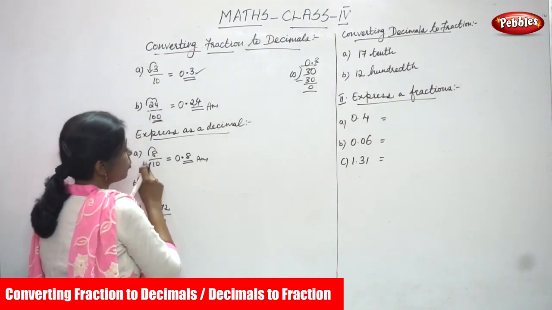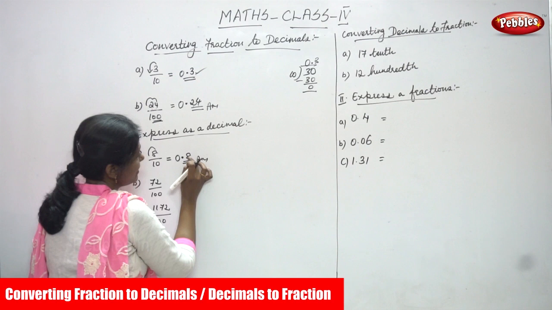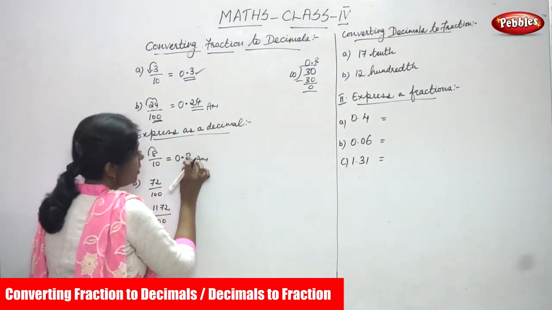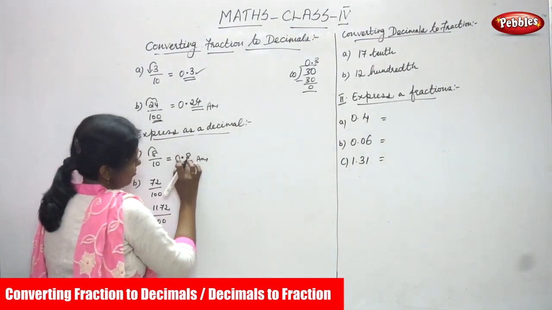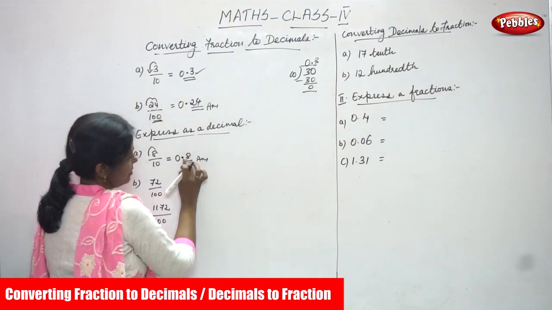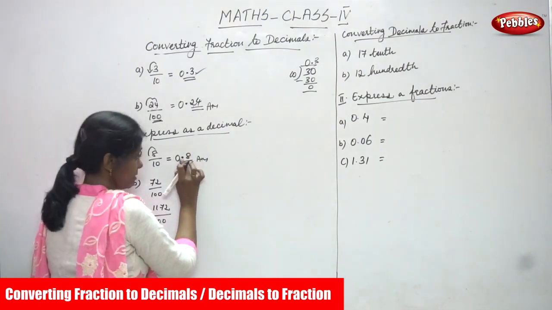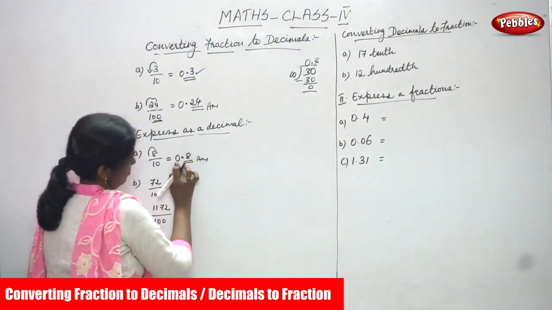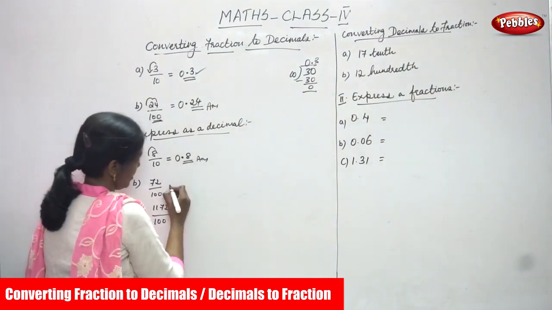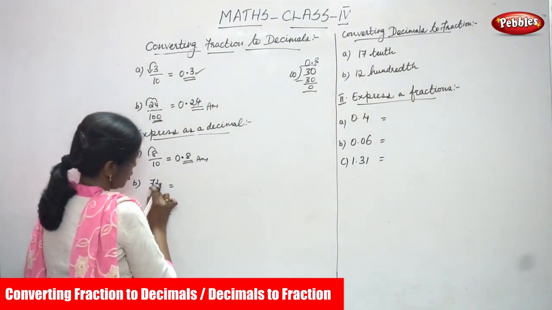So you have to move only 1 point. So 8 you have to write. Now after that you have to put a point. So you have to move only 1 digit to the left side direction. So 8 I have written, and after that I have written point. Then I have written 0. The answer is 0.8.